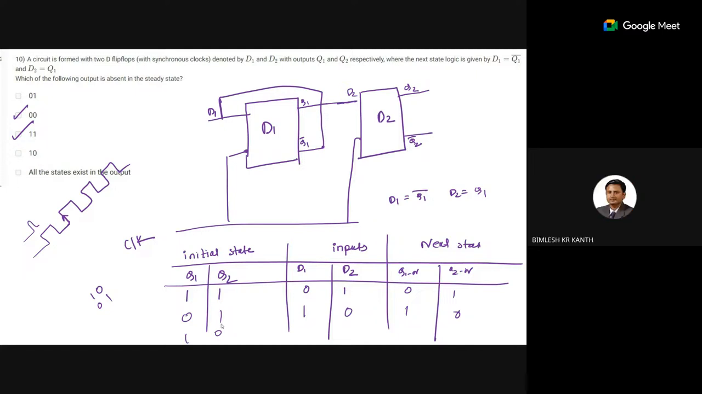Why did we write 1-1, then 0-1 and 10? It's like changing one bit at a time. No, see, D1 is Q1 bar. Q1 is 1, so D1 becomes 0. D2 is Q1, so D2 is 1. Earlier we had done 0 0, 0 1, 1 0. Why didn't we add the fourth input 1-1? Because the state we take is going to be the next state. D1, D2 become Q1 next, Q2 next, which are basically Q1, Q2 in the next step. It's being copied here. So that is what we are taking.